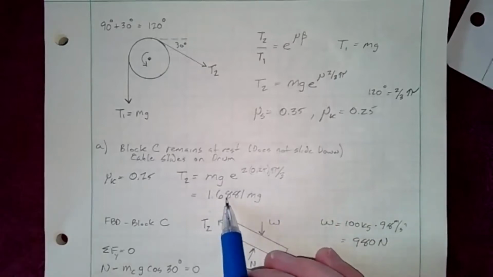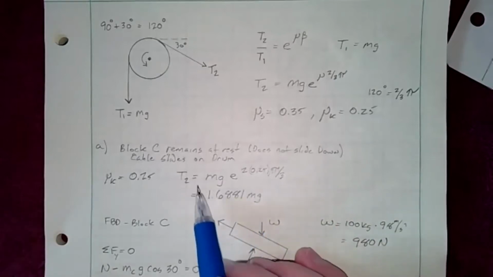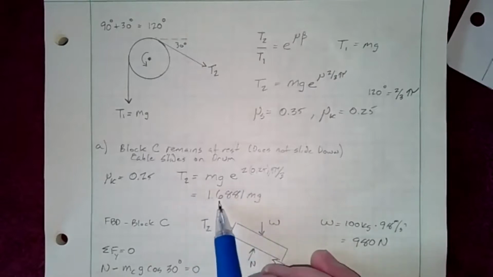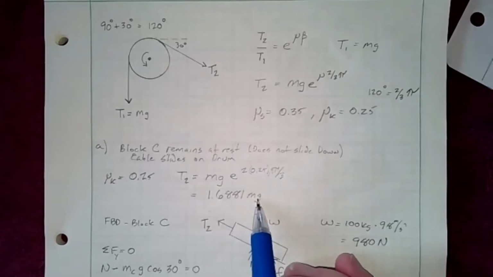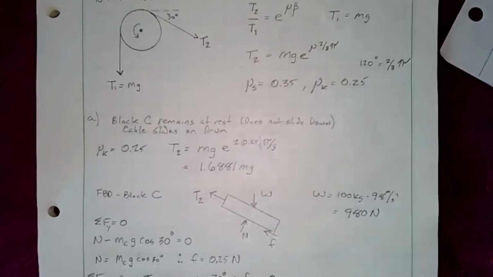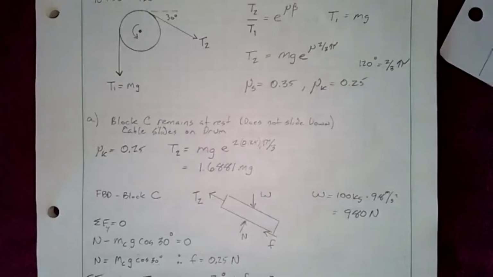1.6881 is our ratio with mg. That's essentially what T2 is. It's 1.6881 times mg. So now we go to our block and draw the free body diagram for that. So remember that we're using the kinetic friction because this drum is turning. So the cable is actually sliding on it as we speak. So that's why it's kinetic.